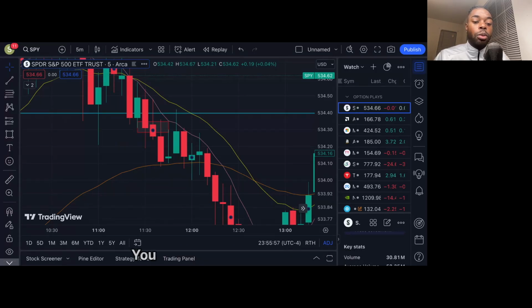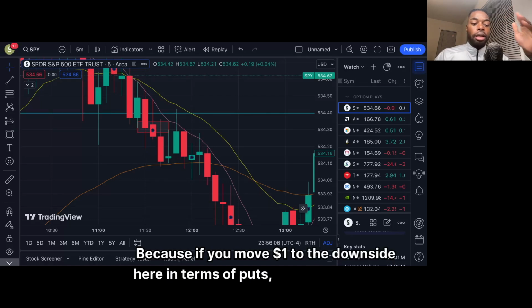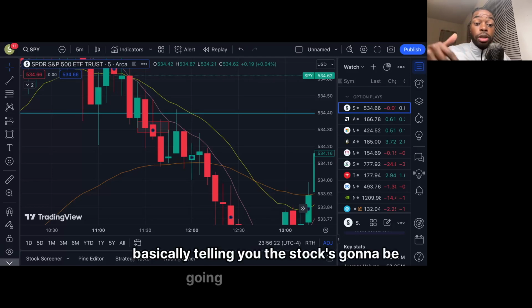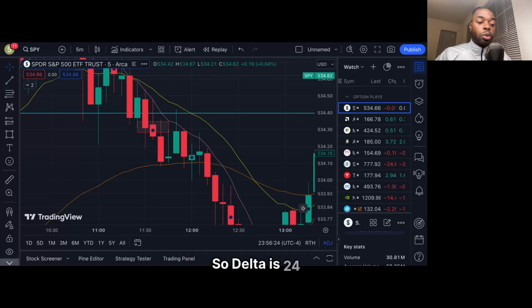And now, what did I say? You want a delta that is about 20% of the contract price. Because if you move $1 to the downside here in terms of puts, then we get a 20% gain automatically. So delta is 25, basically 24.9. And it's negative because you're buying puts. Okay, so it's basically telling you the stock's going to be going down. That's good. So delta is 24.9. So that's over 20% of $89.